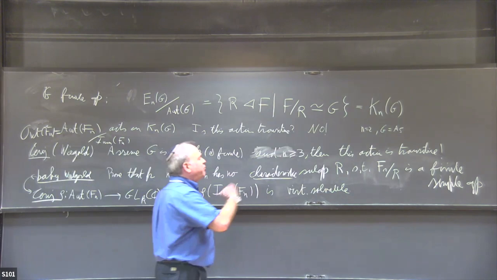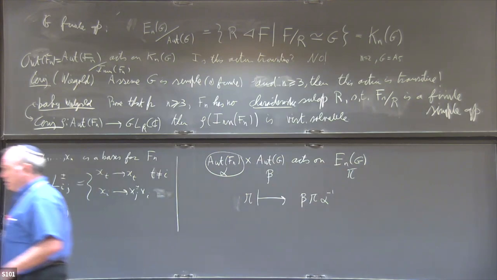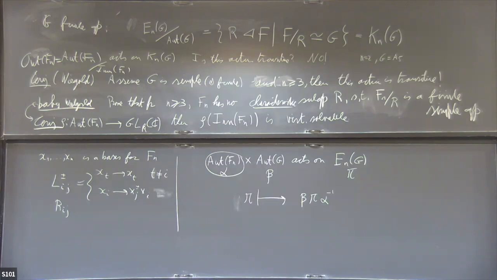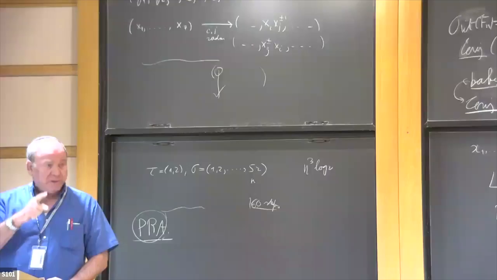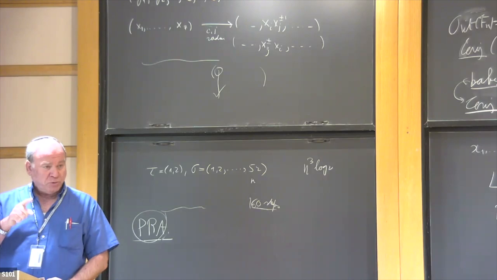Okay, let me say something about this story from a different direction, because again, I want to stress that if G is compact, then the automorphism group of the free group acts ergodically on G to the n in all cases, and this is a result of Gelander and Glasner.